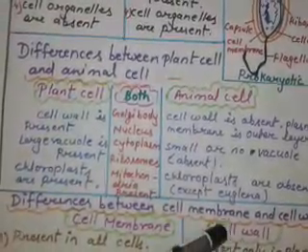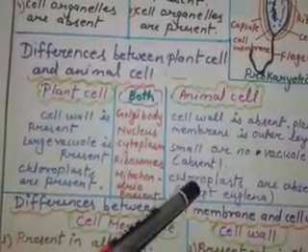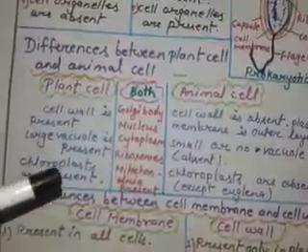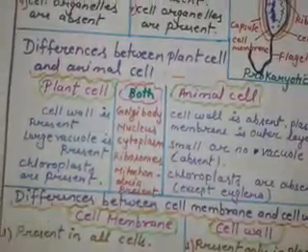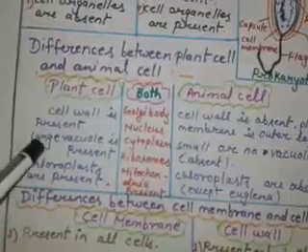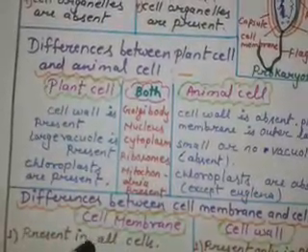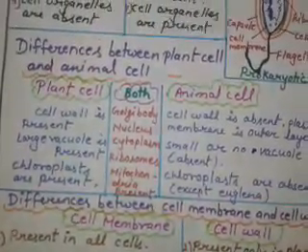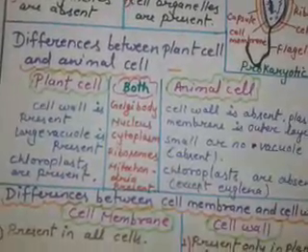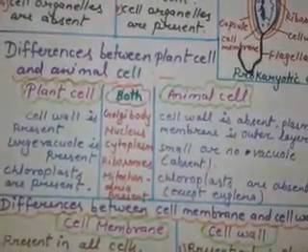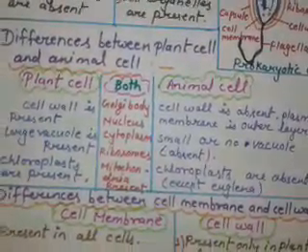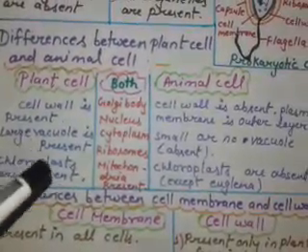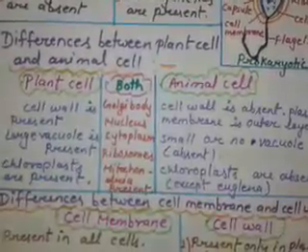Okay, students? There are two processes which are related to the cell membrane: diffusion and osmosis. Diffusion is the transfer of gas and liquid from higher concentration to lower concentration. And osmosis is basically the movement of water molecules from higher concentration to lower concentration through the semi-permeable membrane. Okay, students, remember this. There is the involvement of semi-permeable membrane.